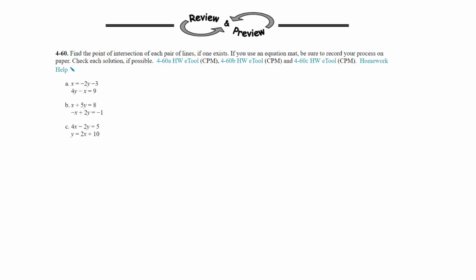This video will be working through problems 4-60 to 4-65. First one we're going to look at is we're going to find the point of intersection for each pair of lines. So we'll break this up into three different problems. On the first one, we're going to use substitution to replace the x value in the second equation with the expression that x is equivalent to in the first equation.